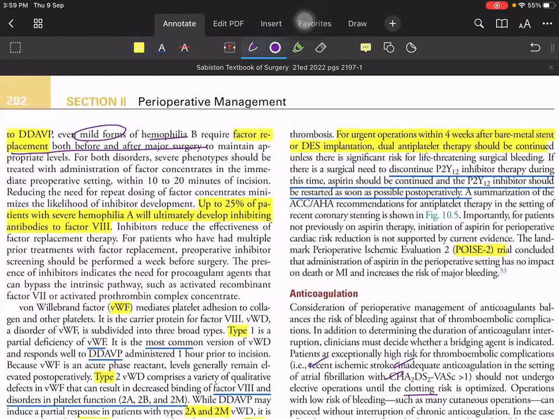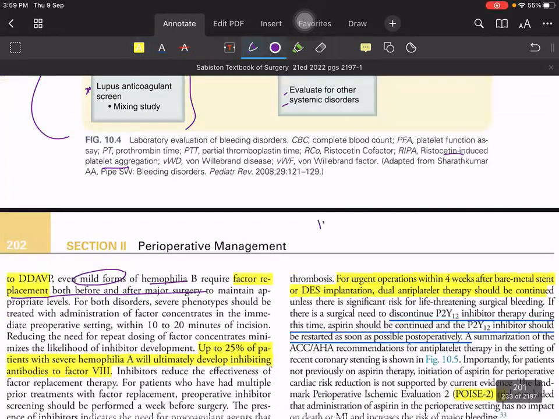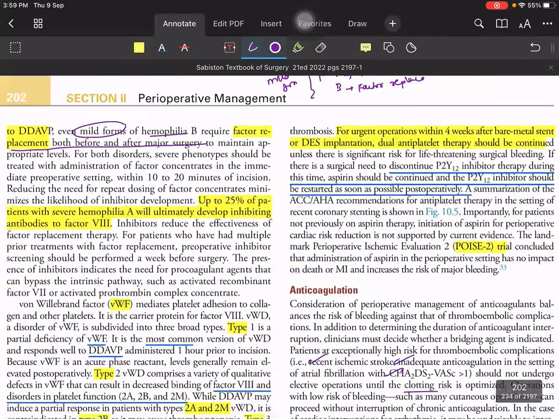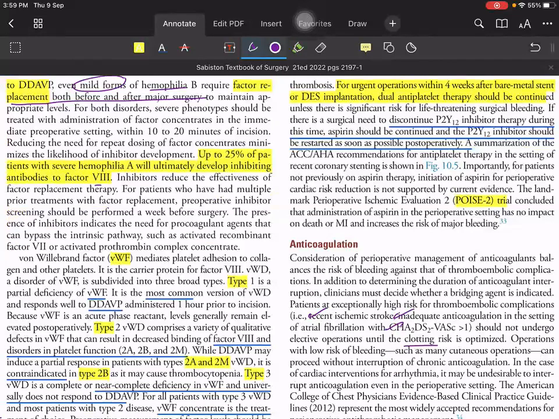Let's remember: hemophilia A, DDAVP; hemophilia B, factor replacement. These are mild forms. Up to 20% of patients with severe hemophilia will ultimately develop inhibiting antibodies to factor 8. These are some facts.